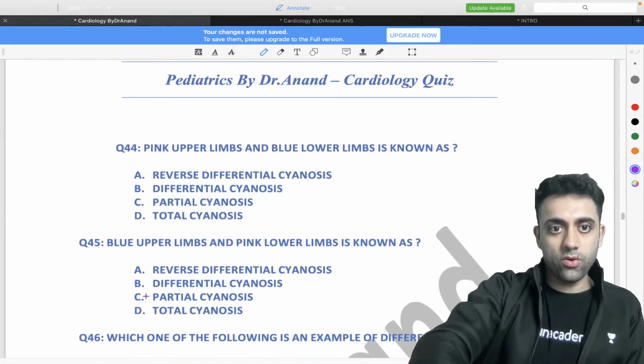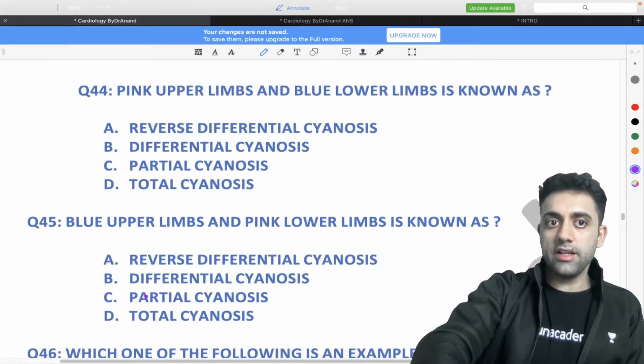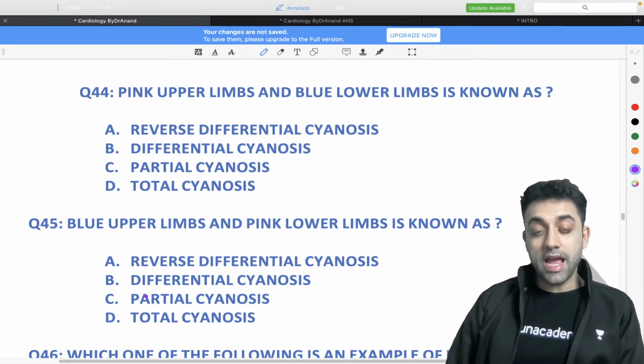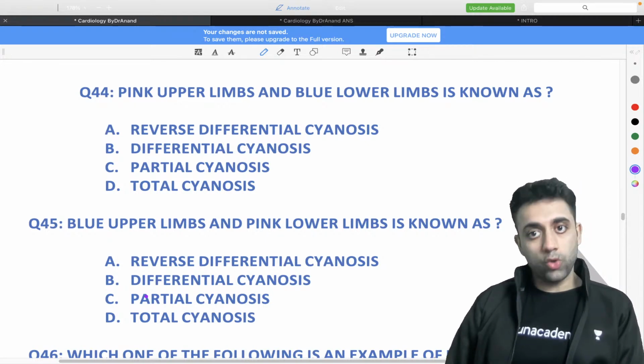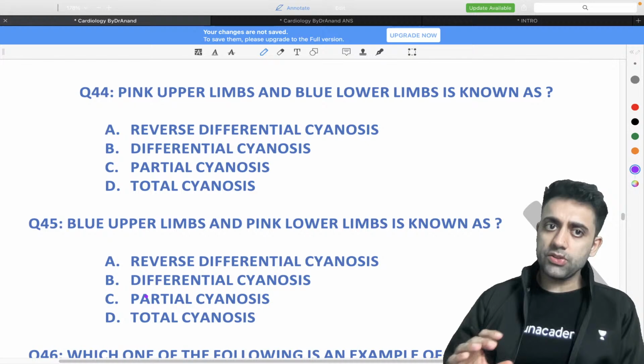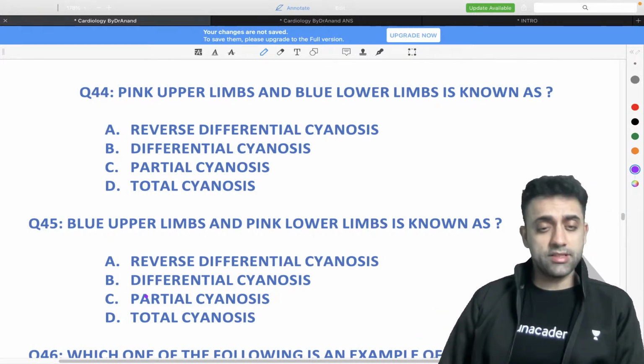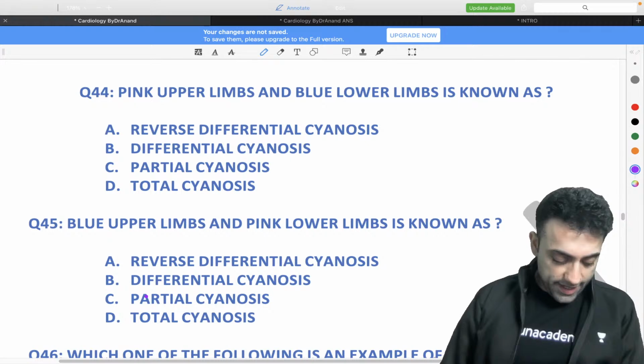So question number 43, it's a figure of 3 appearance which is seen in coarctation of aorta. Question number 44. Yes, this is a good question. Today only, we were discussing this in the morning class. Pink upper limbs and blue lower limbs is known as what? This is known as reverse differential cyanosis, partial cyanosis, or total cyanosis? Anyone? What do you think?